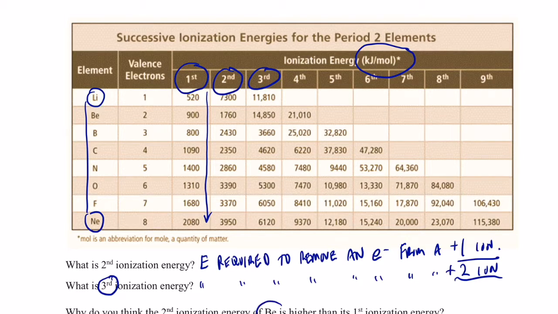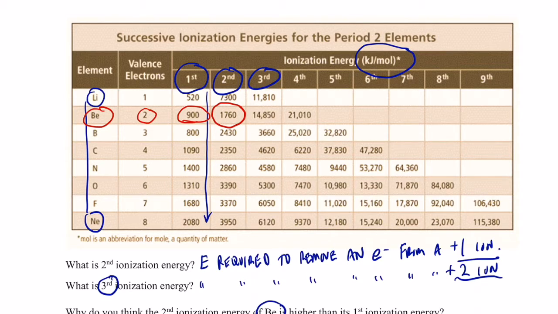So let's take a look at this a little bit more in detail. Let's take a look at the element beryllium on this chart. Why do you think the second ionization energy of beryllium is higher than the first ionization energy? Here's beryllium, kiddos. Notice it has 2 valence electrons. The first ionization energy is 900 kilojoules per mole. Remember, we're taking that away from a neutral atom. The second ionization energy is 1760 kilojoules per mole. Why do you think it's higher?